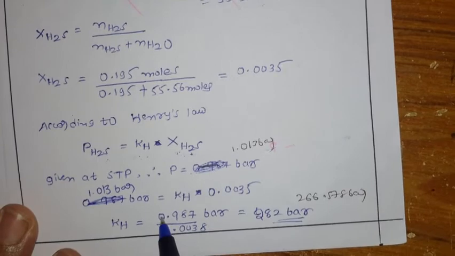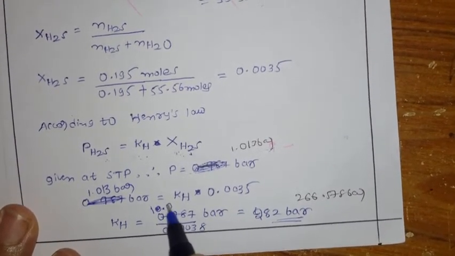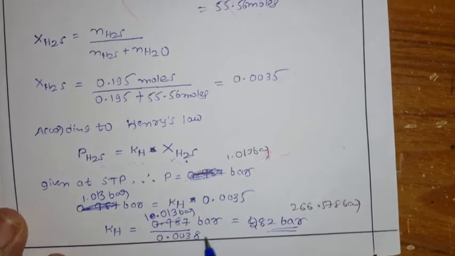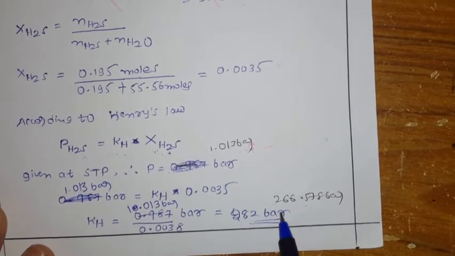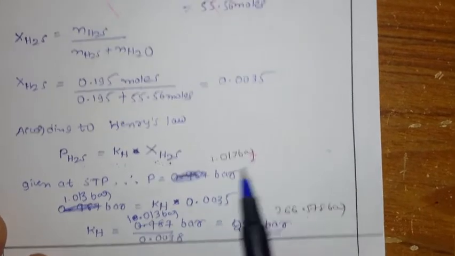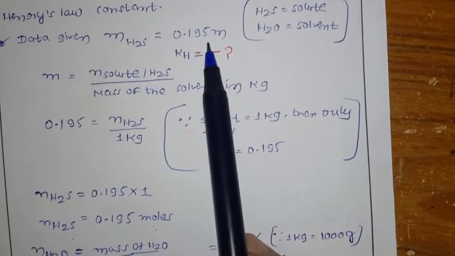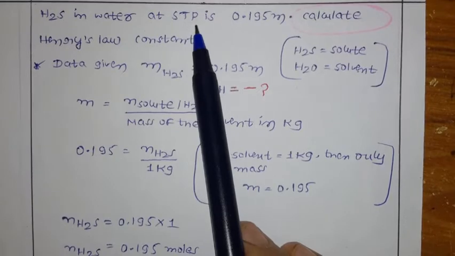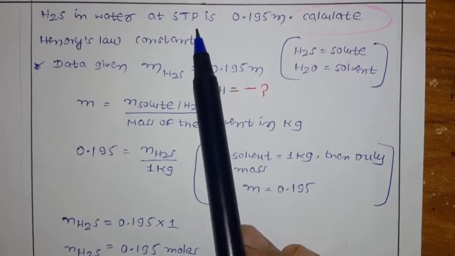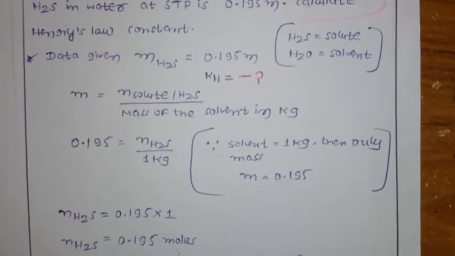0.0035. If you go for simplification, you are going to get 266.587 bar, not 282. Make the correction here. So simply, what they gave was only the molality. With this concept we found the mole fraction. Pressure was not given, but they mentioned standard temperature and pressure, so you take the pressure in bar, because the answer for Henry's constant is in bar. So this is the solution for this problem.